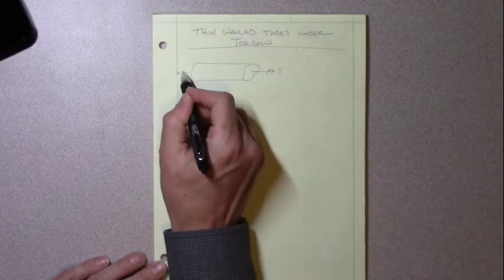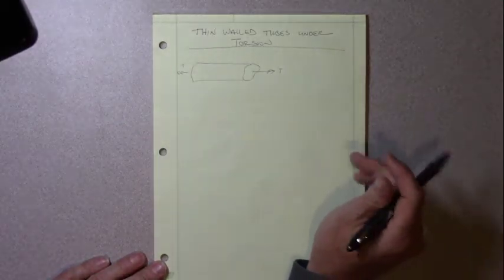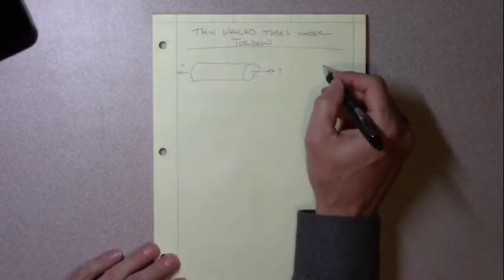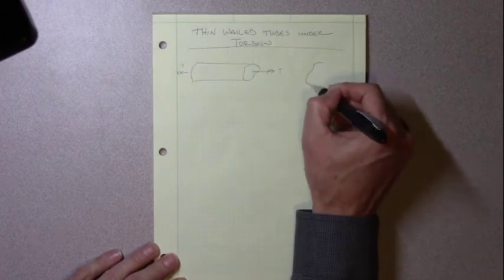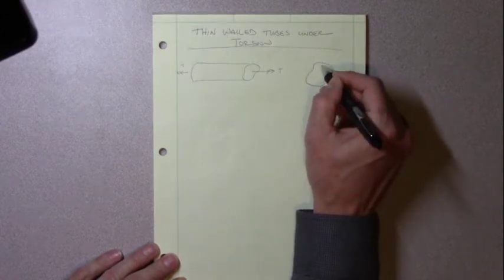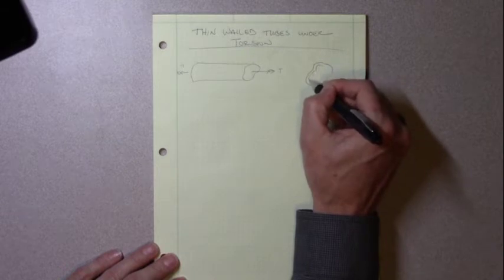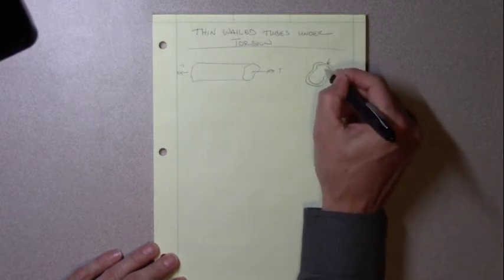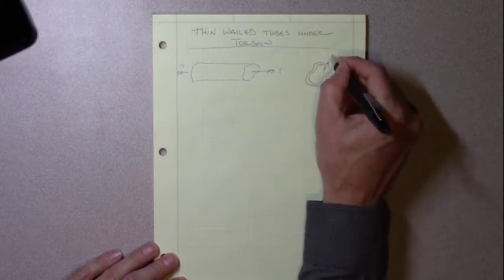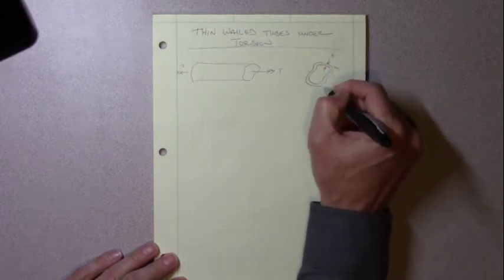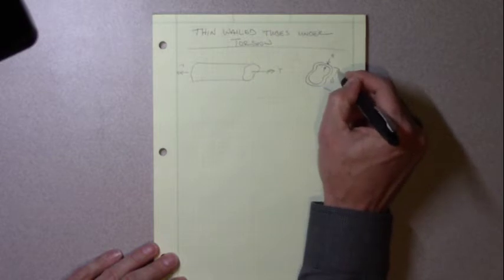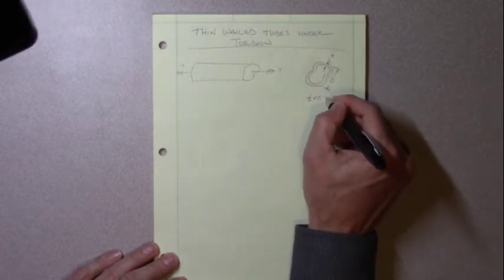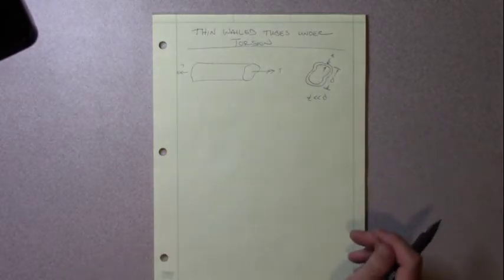Here we have a torque on both sides. And this tube is going to be twisted. Now, when we look at the cross section here, I'm just going to draw this arbitrary cross section again. It is going to be what we call thin wall. So the thickness of our wall, t, to our overall diameter, D, the thickness has to be much, much less than the overall diameter.